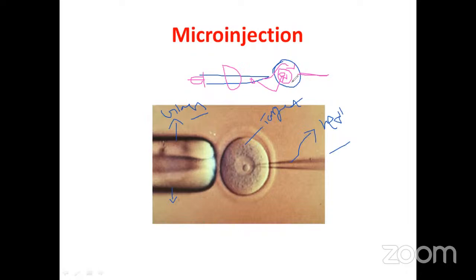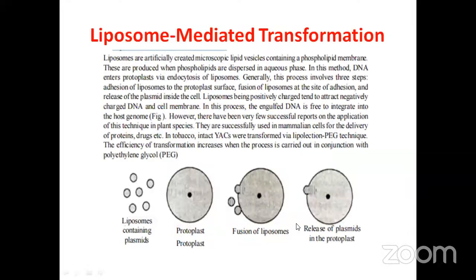And the next one, liposome mediated transformation. Liposomes are chemicals. Liposomes are artificially created microscopic lipid vesicles containing a phospholipid membrane.